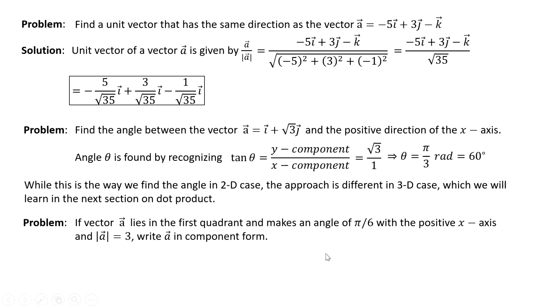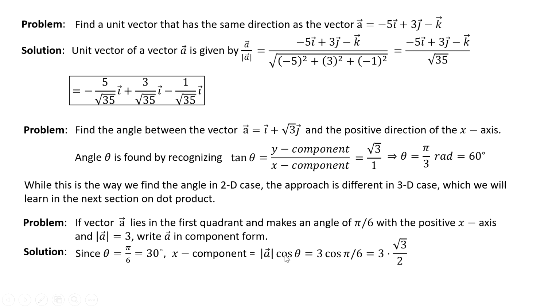Okay, one more thing. If vector A lies in the first quadrant and makes an angle of pi over 6 with the positive x-axis and the magnitude of A is 3, write A in component form. This is a different kind of question. We know the magnitude of the vector and we also know its angle with respect to the positive x-axis. So how do we find the x component? Well, since theta is pi over 6, which is 30 degrees, the x component is nothing but the magnitude times cosine theta.